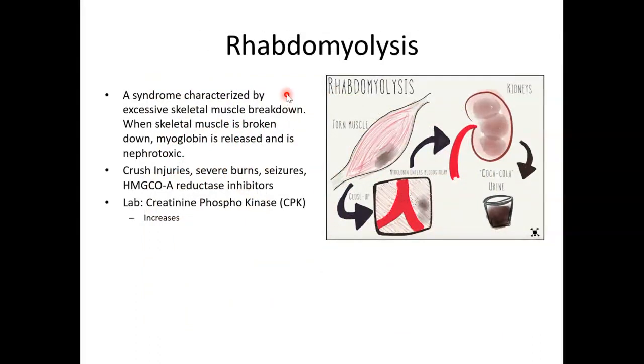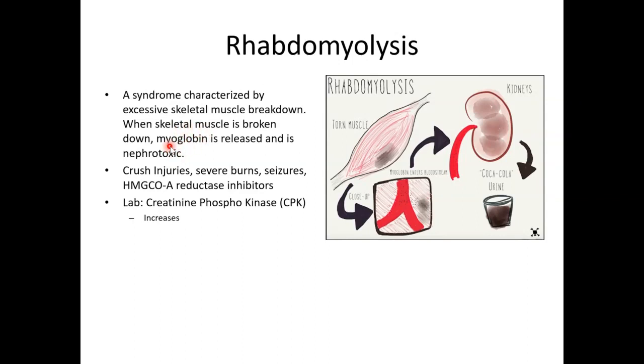Rhabdomyolysis is a syndrome characterized by excessive skeletal muscle breakdown. So that you should know the definition of that. When skeletal muscle is broken down, myoglobin is released, and myoglobin circulates in the blood, and it becomes very toxic to the kidneys. Well, we have skeletal muscle that breaks down.